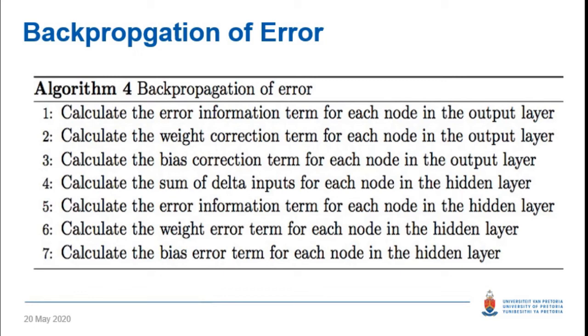So if you had another hidden layer, again, you'd work out the sum of delta inputs between the layers, and then you'd work out the 3 values again for that hidden layer: the error information term, the weight error term, and the bias error term. So this basically is what gets done to propagate the error back through the neural network. Once that error is propagated back, we can then use that error to work out the weights and the biases.